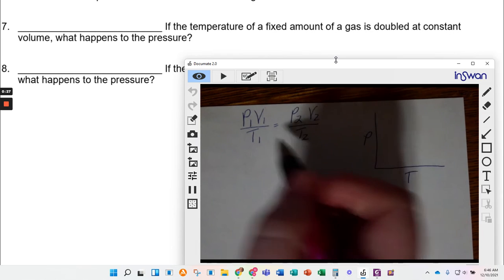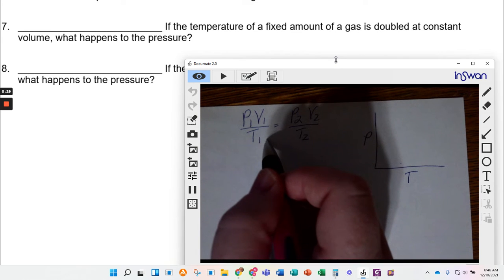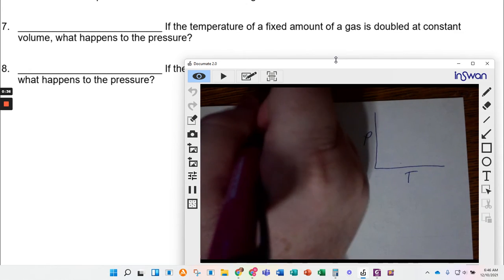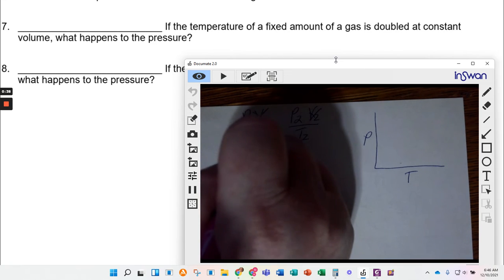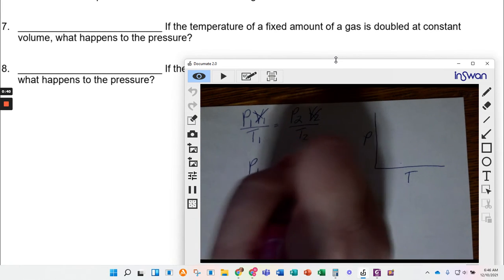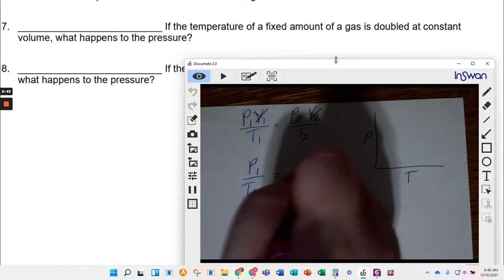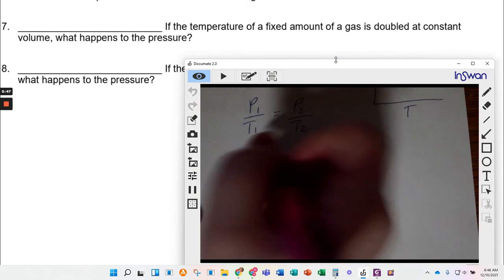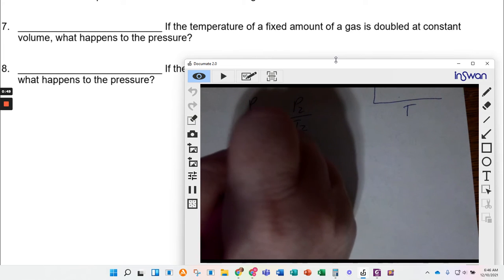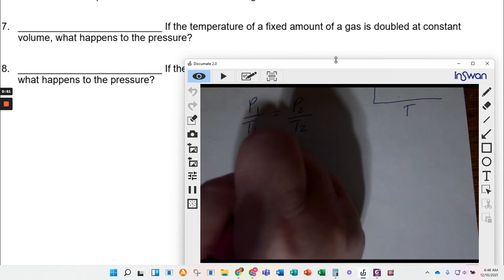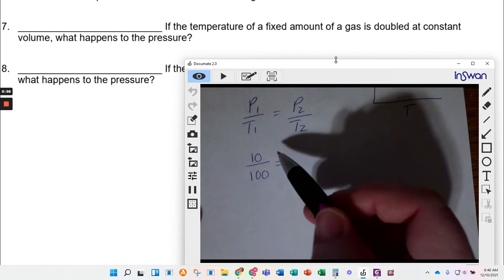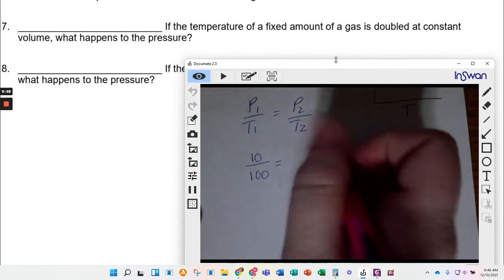You have this formula. It's asking you about temperature and volume, at constant volume. So I'm going to cross out volume. So I'm going to have P1 over T1 is P2 over T2. And what I'm going to do is just pick some easy numbers. So let's just pick 10 for pressure and 100 for temperature. That's my starting numbers.